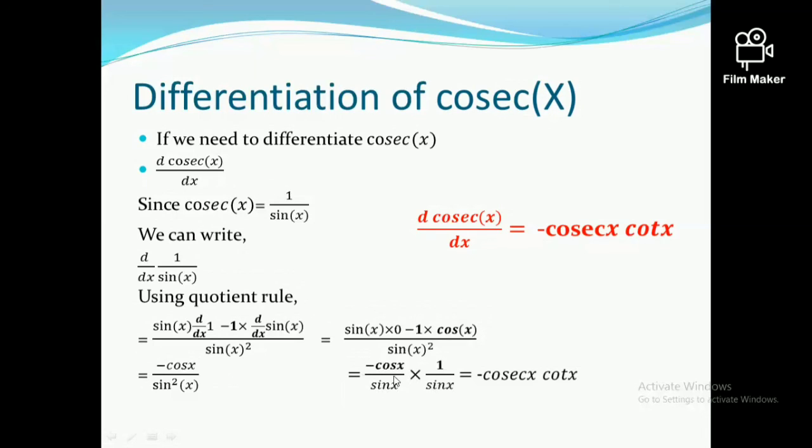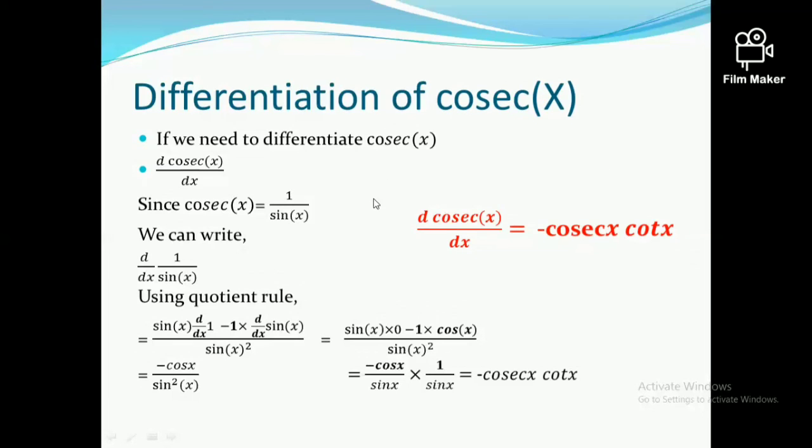Over here, cos x over sin x is cot x. And 1 over sin x is cosec x. Therefore, you can write that the differentiation of cosec x would be minus cosec x cot x. Right. That is the way of getting the differentiation of trigonometric functions, right?